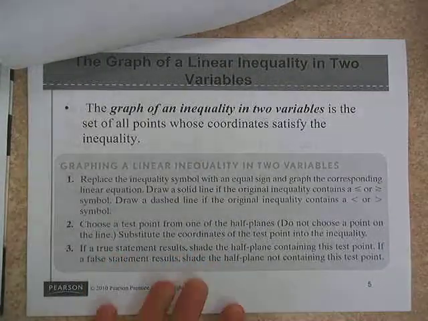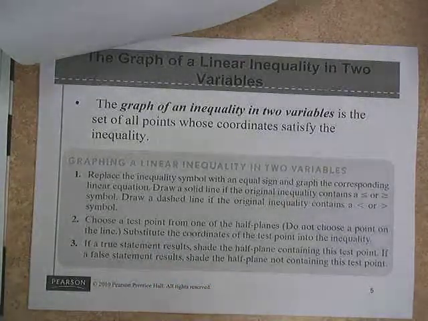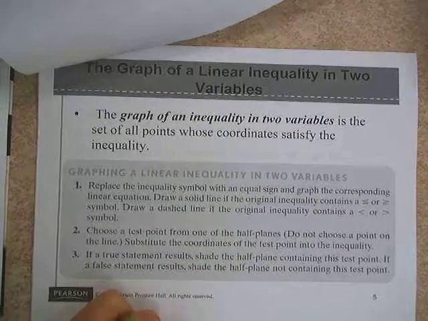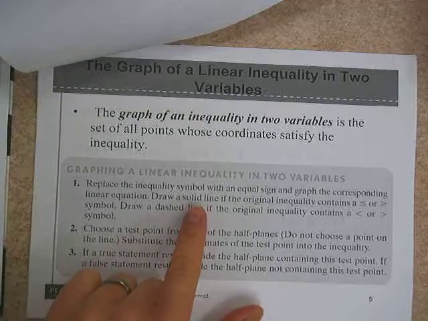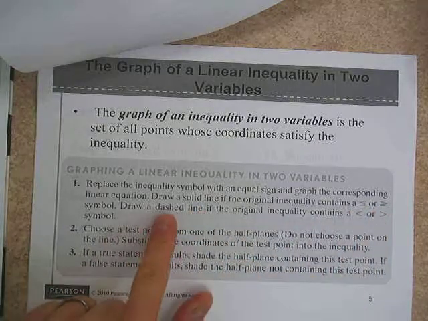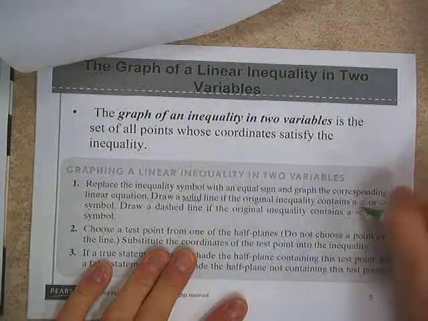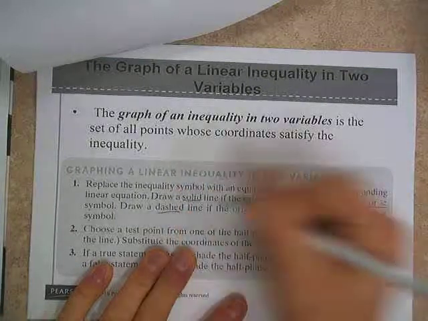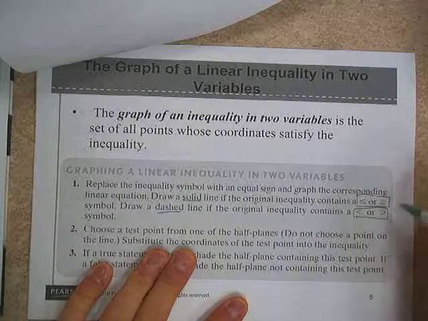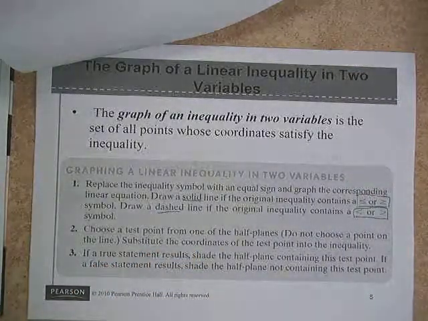Now we have a nice set of notes here that we're going to follow carefully to be able to graph a linear inequality. The first step is to replace the inequality symbol with an equal sign and graph the corresponding linear equation. We draw the line solid if it is a less than or equal to or a greater than or equal to, and we draw it dashed if we have a less than or a greater than. So solid means we're using one of these symbols, and dashed means we're using one of these symbols. When we draw the line, it's either going to be solid or dashed.